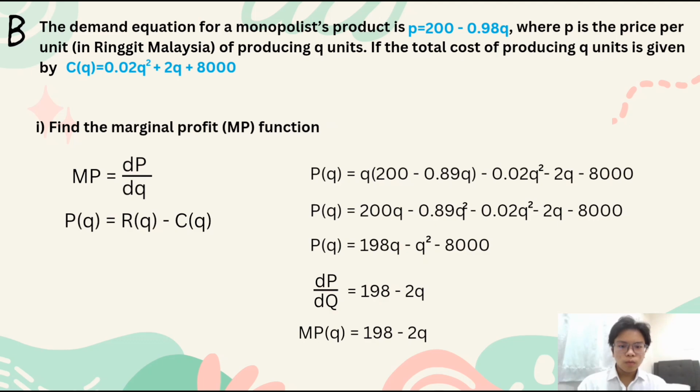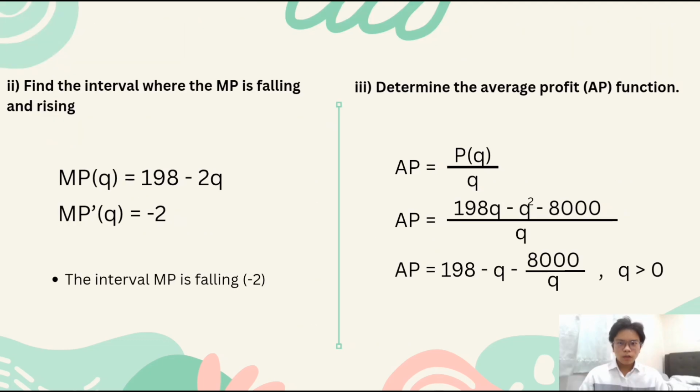So we can differentiate the profit function and get the final answer, which is MP = 198 - 2Q. Next, we want to find the interval where the MP is falling and rising. We already have the MP function, which is 198 - 2Q. So we differentiate the MP function and get the answer, which is negative 2. The negative 2 is less than 0. Therefore, MP is falling.